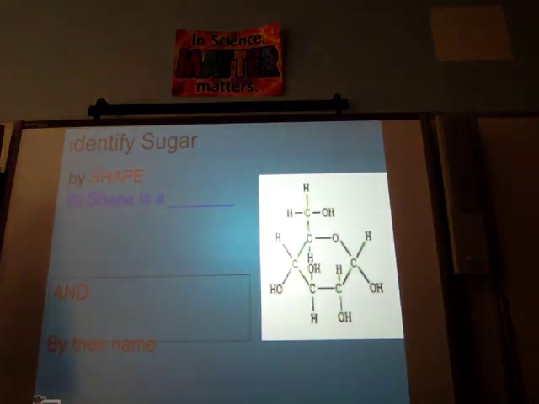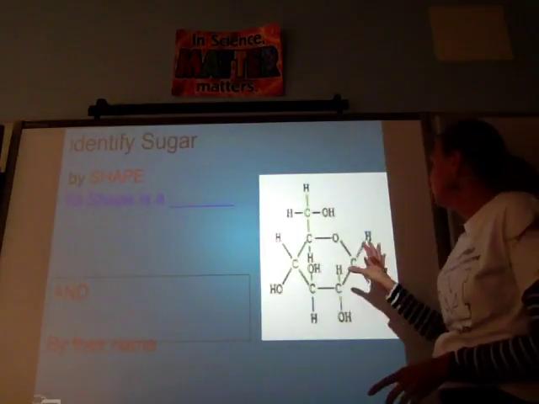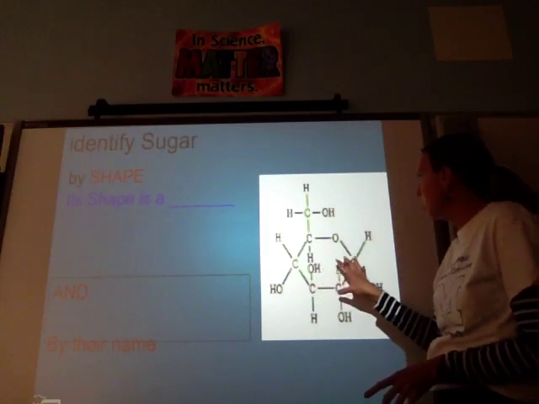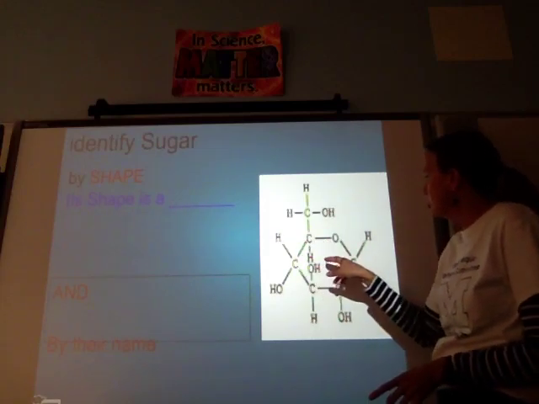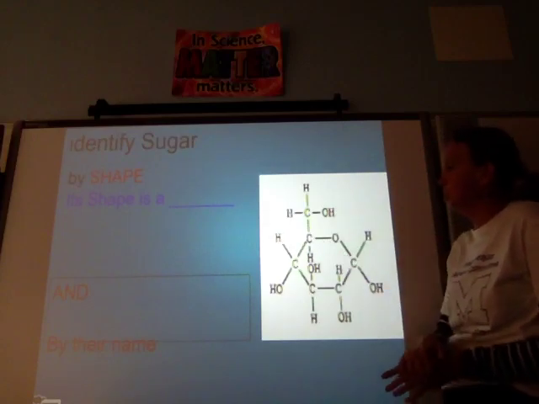If we take it a step further, how do we identify these sugars? The shape. If you look at this shape, I like to think of it like a ring or a diamond ring. Here's where you put your finger, and then there's the diamond on top. This is actually a glucose.